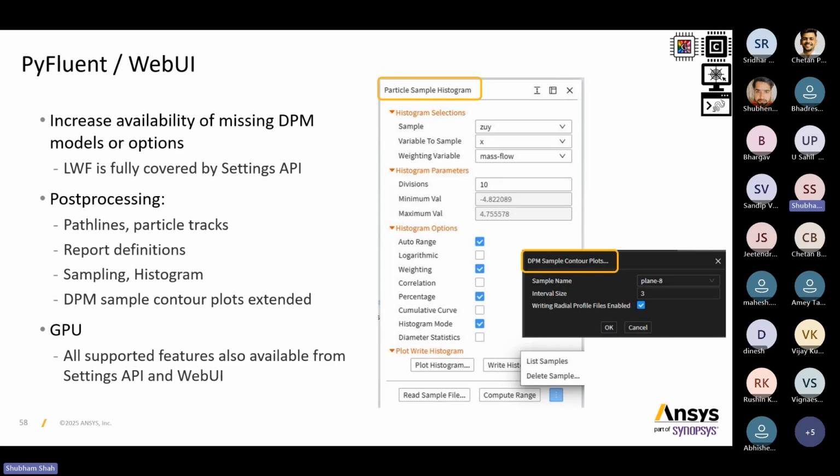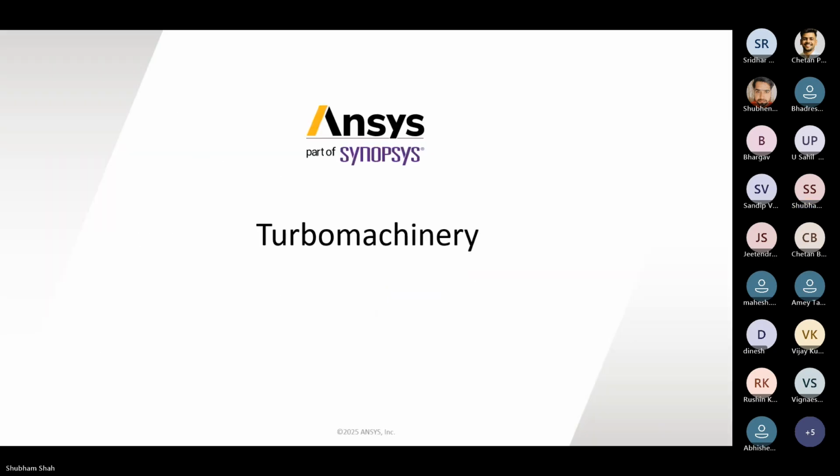For PyFluent and the Web UI, you can increase the missing DPM models. So LWF is fully covered over here. If you see, post-processing has been included for the path lines, particle tri-X sampling, histograms, DPM sample controls. So everything has been included over this PyFluent and WebUI.